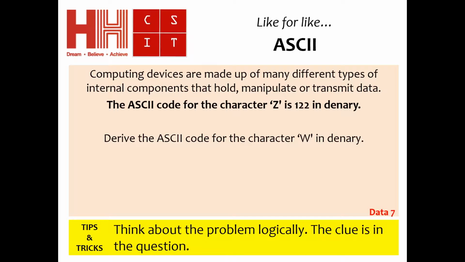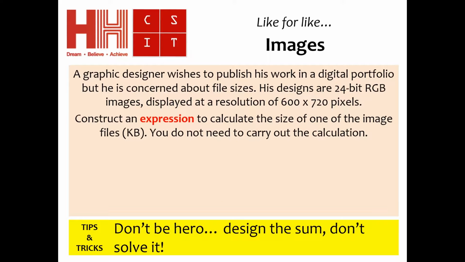Okay, so this question is asking me to work out what W is. Well, if the denary version of Z is 122, I have to figure out how many letters I go back to figure out W. So Z, Y, X, W. I go back 4 positions, so that gives me an answer of 119. Nice and easy question.